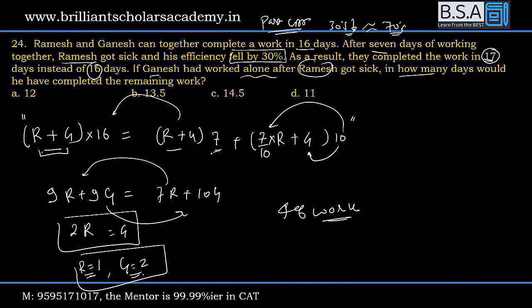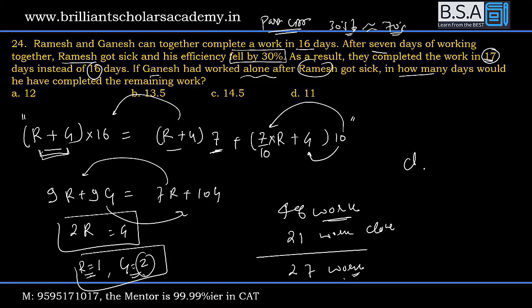Now, 7 days they were together. What is the speed? R plus G, 3. 3 into 7, 21 units of work is done. How much work remains? 27 units of work remains. Who will complete this? Ganesh. With what speed? 2. So how many days will Ganesh take at this moment?